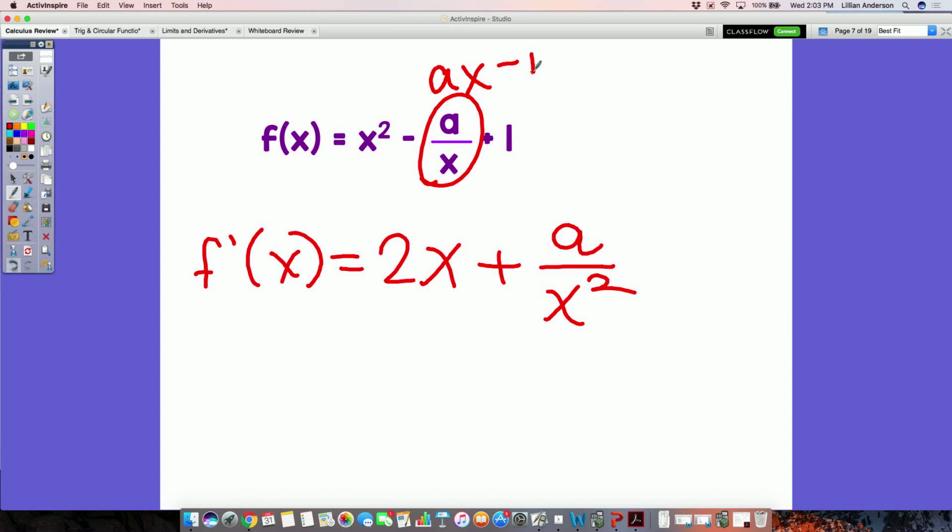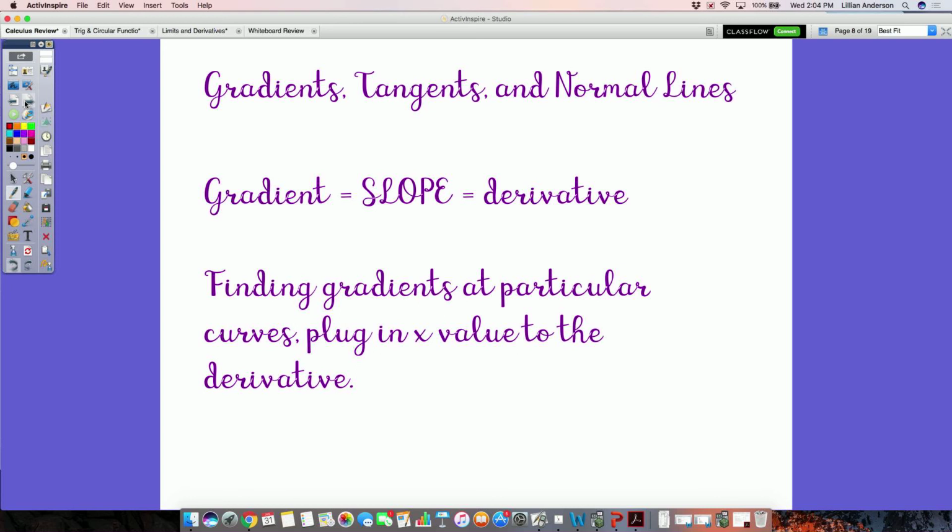Okay, you need a power rule in order to do anything else from there. That was one of the main principles of calculus. The derivative was involved with gradients, tangents, and normal lines. Remember, gradient meant what? It meant the slope. It meant the derivative. So anytime it asked you to find the gradient of a tangent line, you had to basically find the derivative of the function. Gradient meant slope. Slope meant the derivative, aka the process that we just practiced.